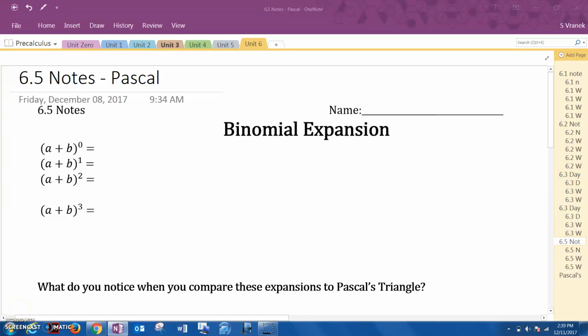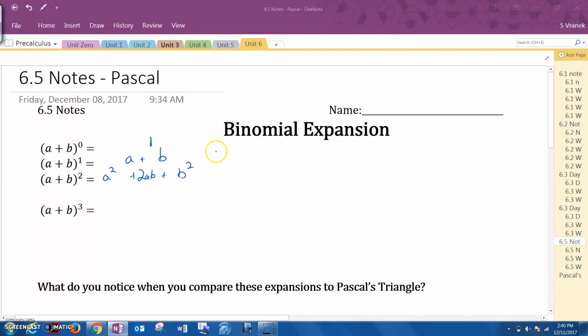Alright, so today we're doing binomial expansion, which is basically taking these things on the left and expanding them out. Now normally, this is just 1 and this is just a plus b. Normally though, for a plus b squared, you'd have to FOIL that out, and you'd be left with a squared plus ab, plus 2ab plus b squared. And then for a plus b cubed, you'd have to FOIL it out twice.